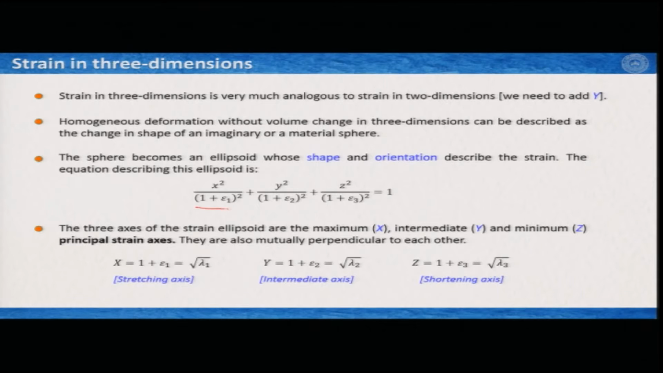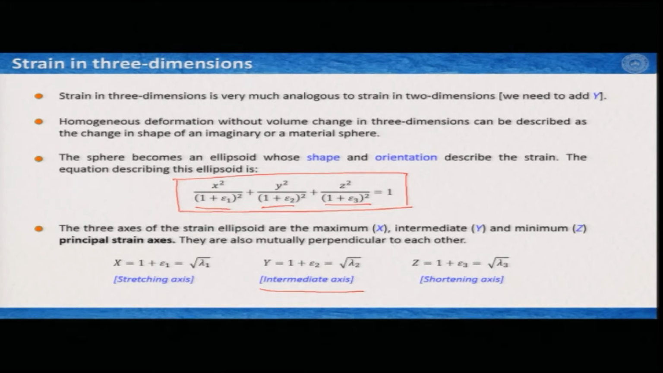So, the 3 principal axes of strain are here, and then it is a Cartesian coordinate system x, y, z. So, this is the equation of the strain ellipsoid, which is essentially a function of your 3 principal axes of strain. Now, the principal axes of strain are the maximum, intermediate and minimum principal strain axes. They are also mutually perpendicular to each other, and like we have described the x and z axis in the 2D, we have to add here the intermediate axis, which is y equal to 1 plus epsilon 2 or root over of lambda 2. The other 2 remain the same, that is x equal to 1 plus epsilon 1 and z equal to 1 plus epsilon 3.